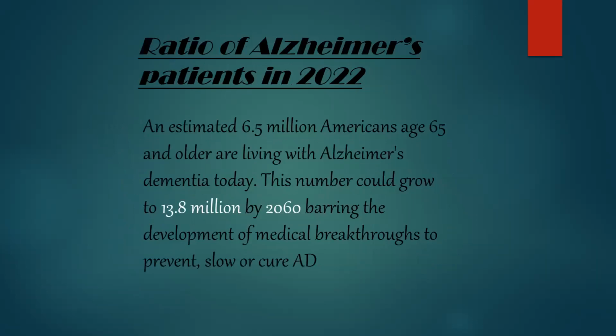Ratio of Alzheimer's patients in 2022. An estimated 6.5 million Americans aged 65 and older are living with Alzheimer's dementia today. This number could grow to 13.8 million by 2060 unless medical breakthroughs are developed to prevent, slow, or cure the disease.